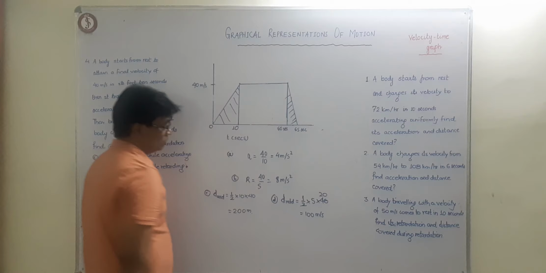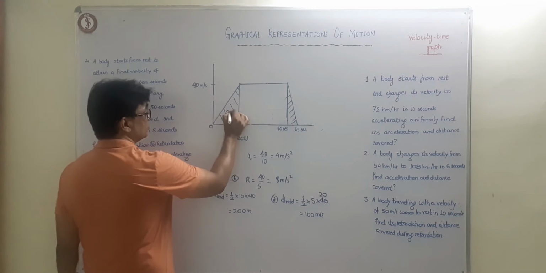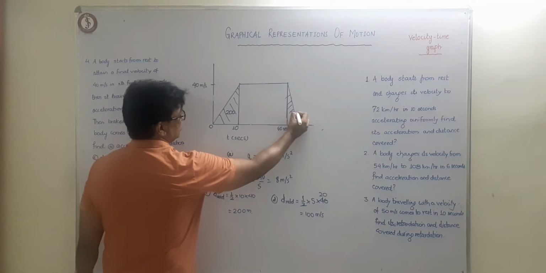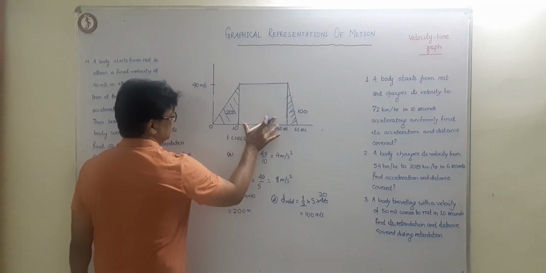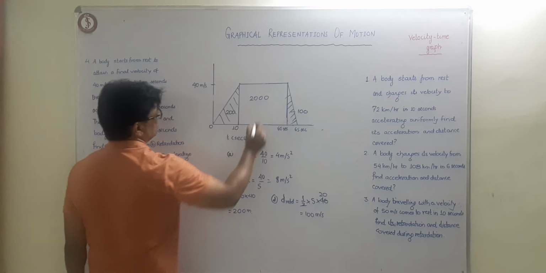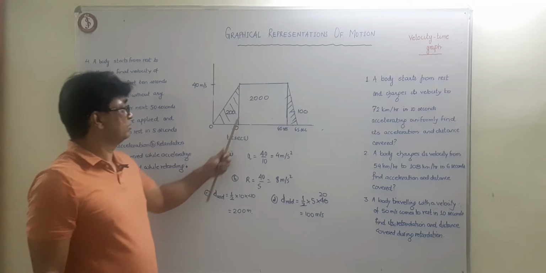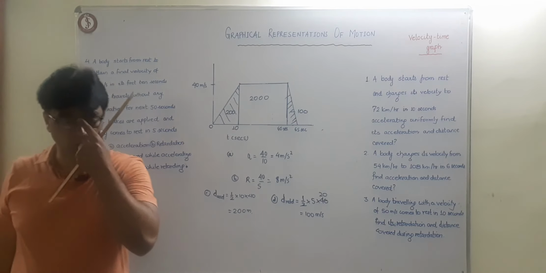Suppose they had asked for total distance covered. We have got this as 200, we have got this as 100, and this is 50. 60 minus 10, so this length is 50 into 40. So how much will this be? 50 into 40 is how much? 2000. So total distance covered will be 2000 plus 200 plus 100. That means 2300 meters. Thank you.